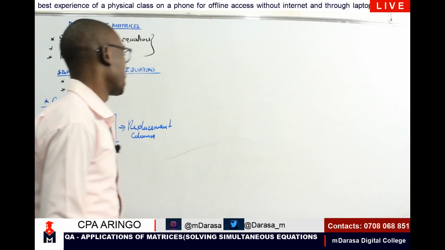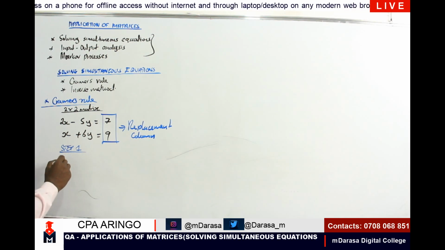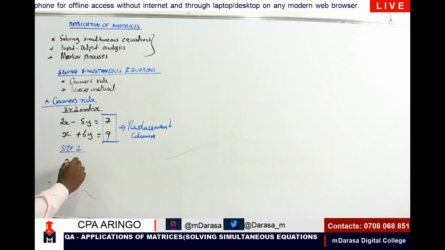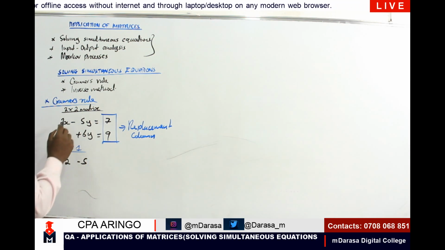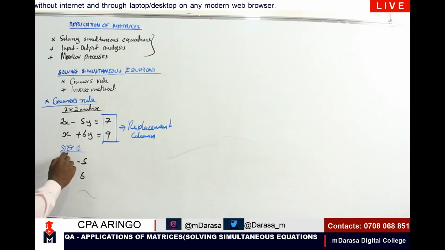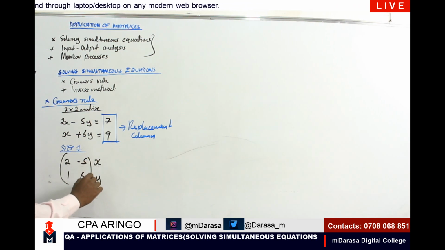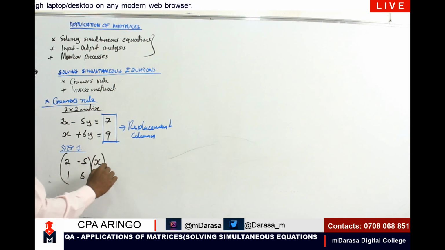And how will you determine our base matrix? Clearly, if we want to determine our base matrix, in this case, I'm talking of 2 and minus 5, and for the second row, 1 and 6, which in this case you're going to multiply by x and y to give us what?